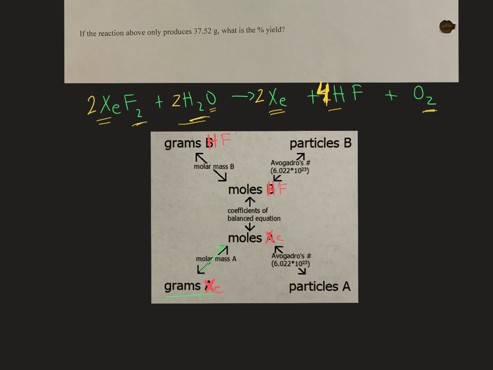The only place I can go, according to this map, is to moles of Xe. And how do I do that? Molar mass of Xe. It says molar mass of A right there. So we're going to use the molar mass of Xe because our A value is Xe. You with me? Then once I have moles of Xe, I'm trying to get to grams of HF.